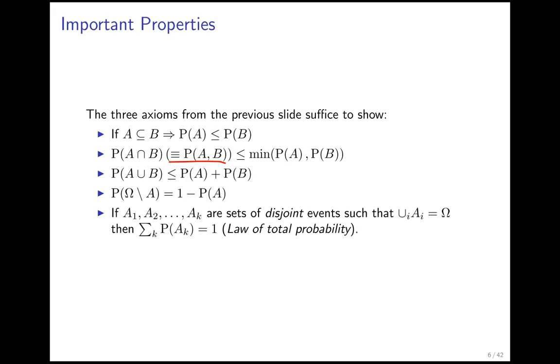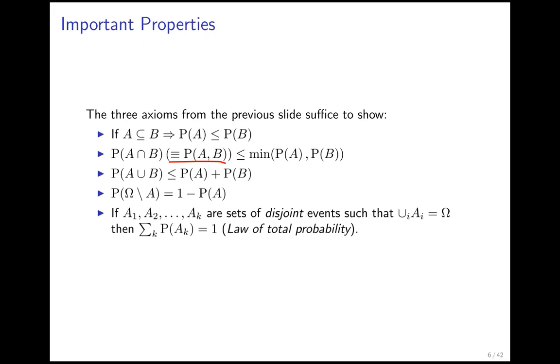Now the fourth property tells you something about counter events. So if you know the probability of the event A, then you can easily calculate the probability of the counter event, omega without A, by subtracting the probability of A from 1. So 1 minus P of A is the probability of the counter event. And what this tells you is if the event A happens with a probability of 20%, well then the probability of A not happening is 80%. They sum up to 100%. That matches our intuition.